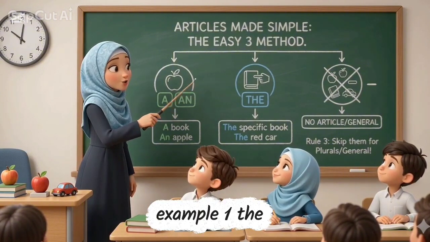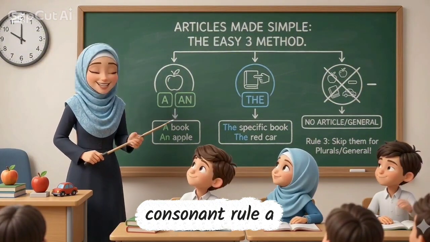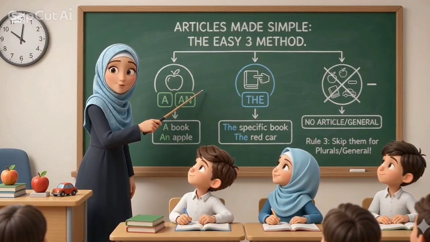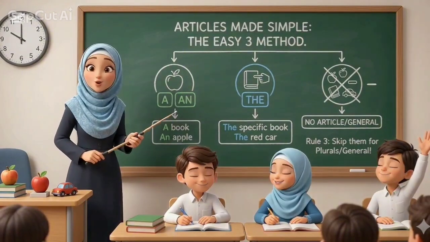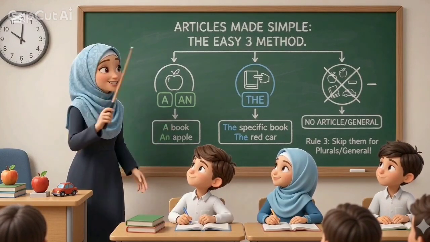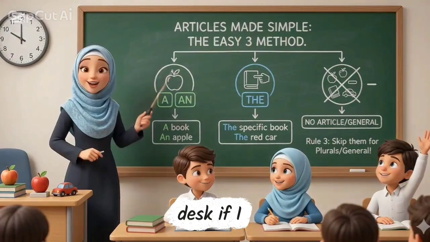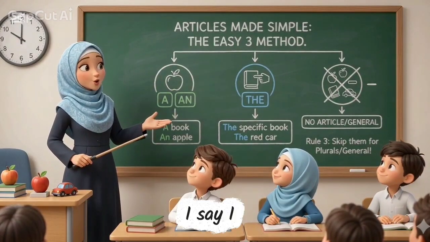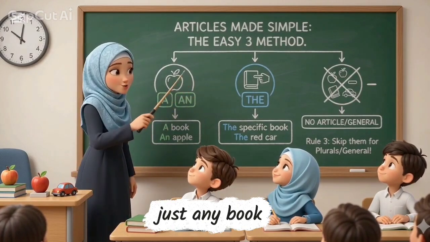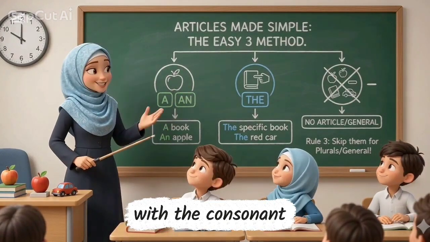Example 1. The consonant rule. A. Step 1. We use A when we mean one general item and the word starts with a consonant sound, like B, C, D, T. Look at this desk. If I need something to read, I say, I want to read a book. It doesn't matter which book, just any book. Because book starts with the consonant B, we use A.